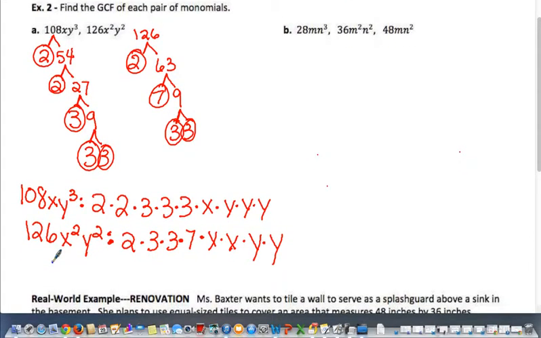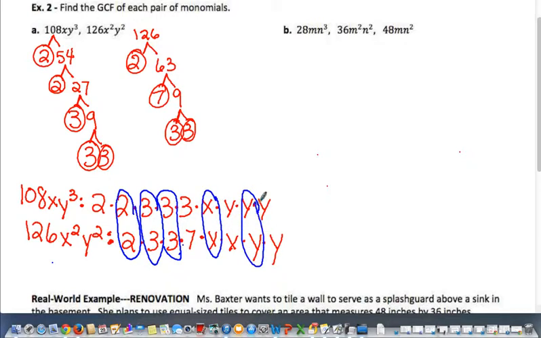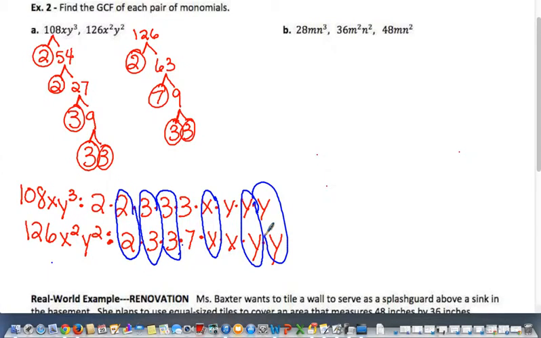So now what I'm going to do is look for the prime factors that they have in common. So they each have at least 1, 2, right? So there's 1 in common. Then they both also have a 3. They both also have another 3. Okay? There's no more prime numbers in common, but they both have an x, and they both have a y here, and they have another one. So do you see how I was able to circle things they have in common?